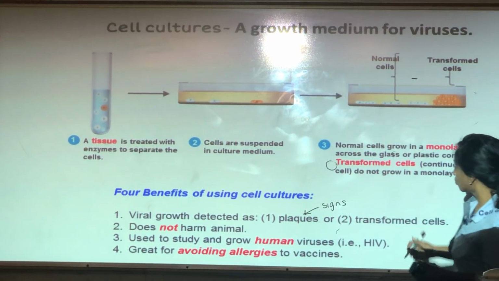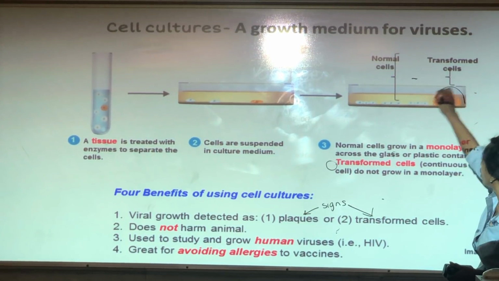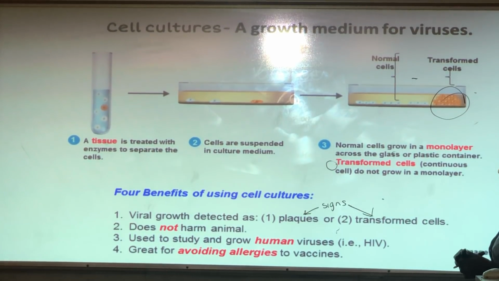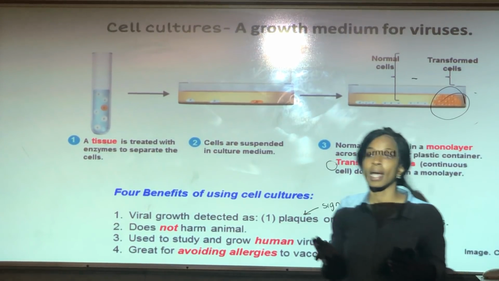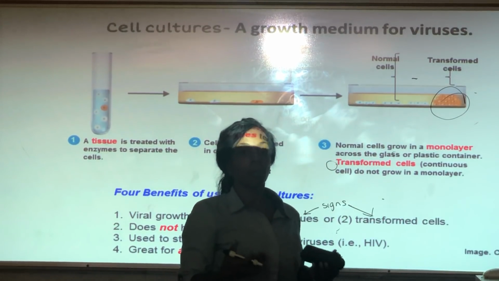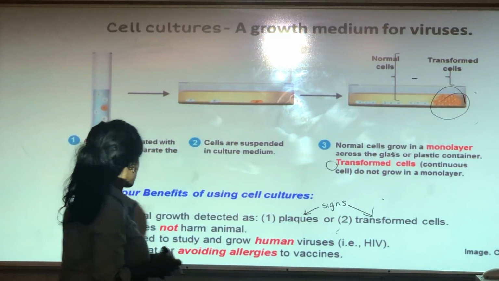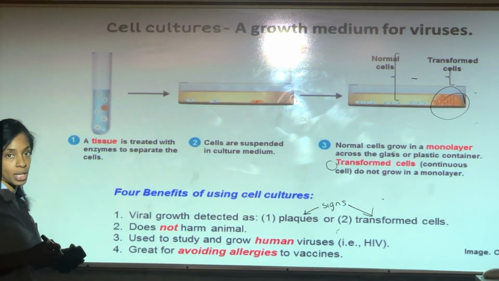All right, the other sign that we can see is the transformed cell, and I gave you guys that example up here where you have the abnormal growth, right? The cells do not grow as normal. So you look for those signs, and from there you can extract the viruses and study them, and to look at them, right, in a laboratory. Using the cell culture, we do not harm animal cells, right? So we're not killing any animal cells.